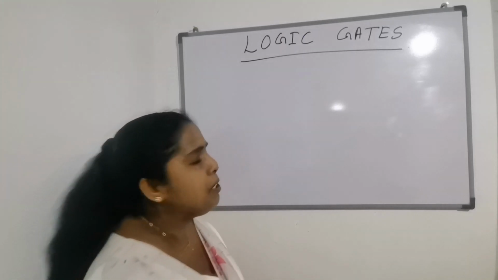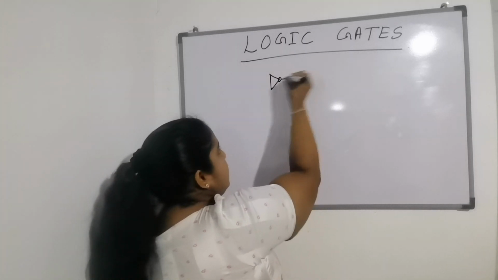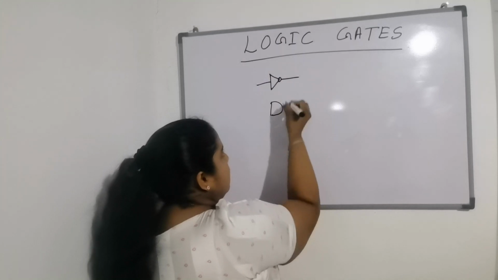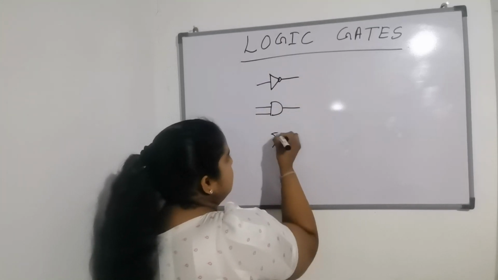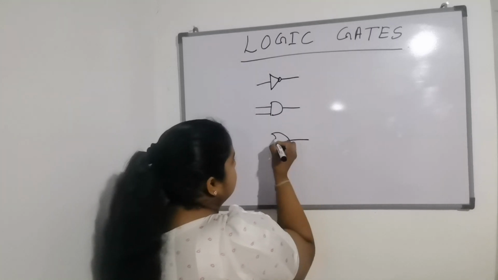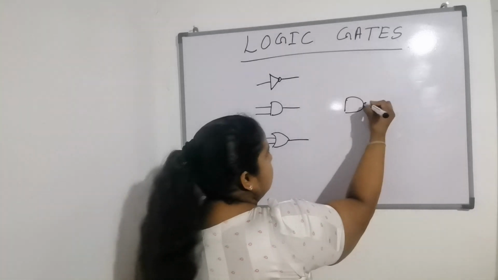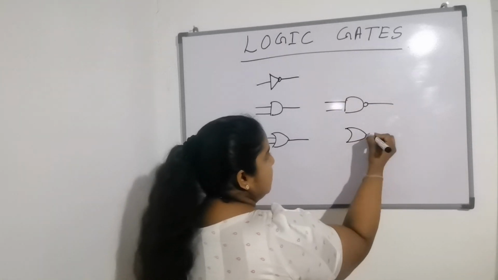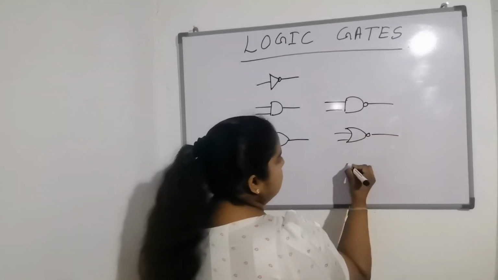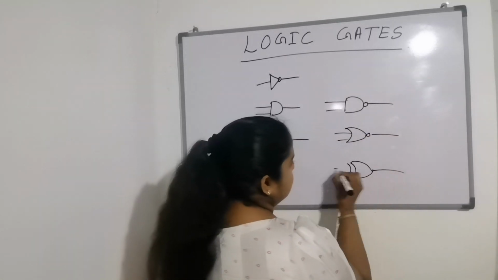Right, let's discuss about the logic gates. Today we are going to talk about six main logic gates. This is NOT gate, this is AND gate, this is OR gate, and the NAND gate, the NOR gate, and exclusive OR gate, XOR gate.